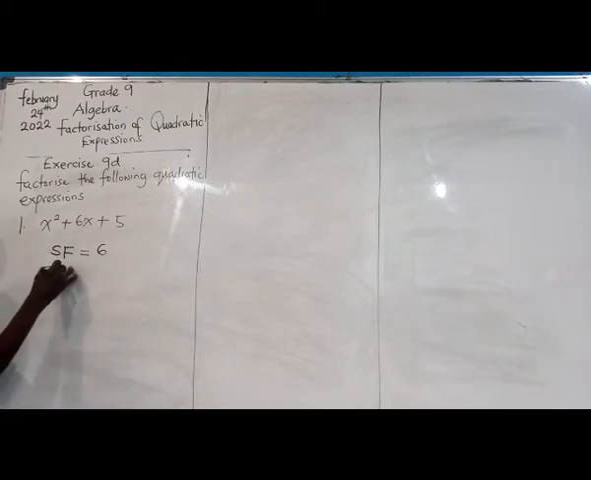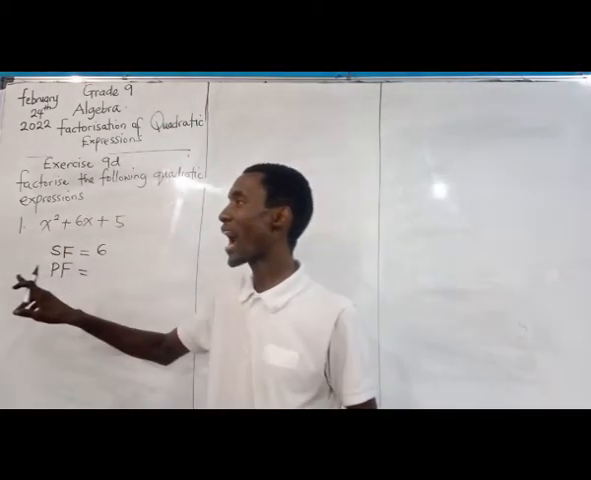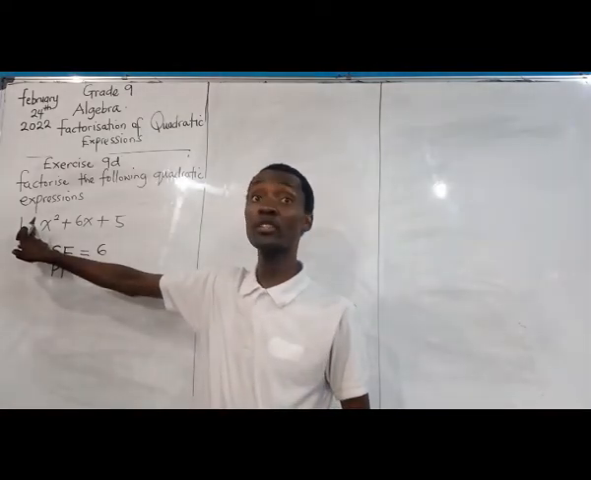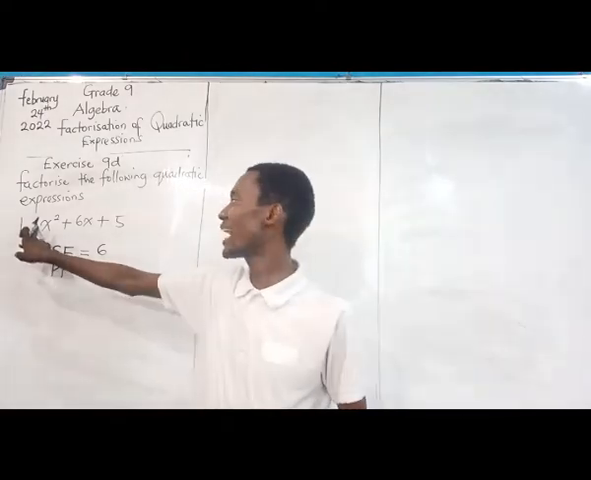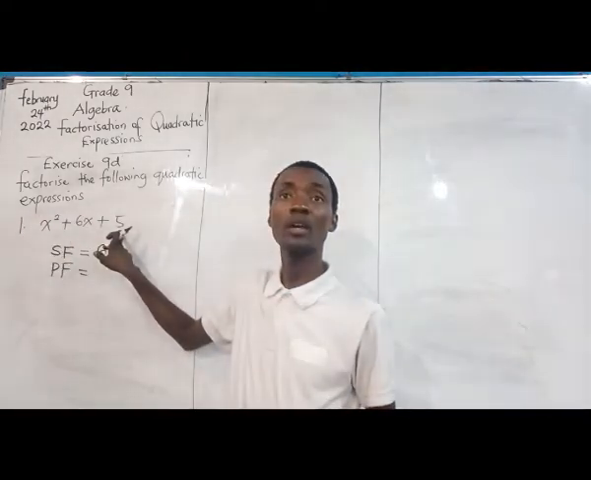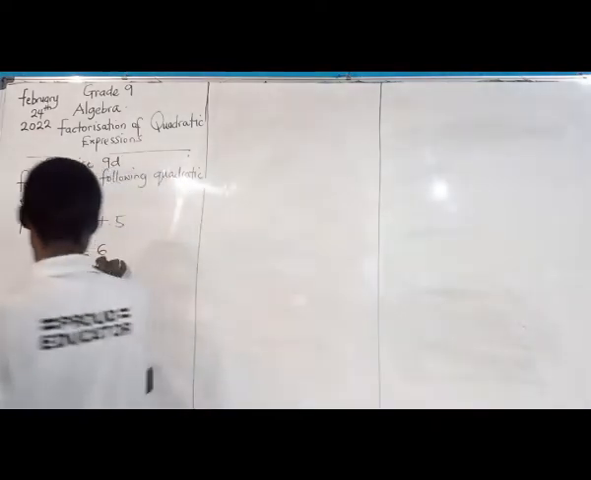Now, we look at what is called the product of factors. Now, because at your level, we are assuming the coefficient of x squared to be 1. We can just say that the product of factors will be what? 5. So you put 5 there.